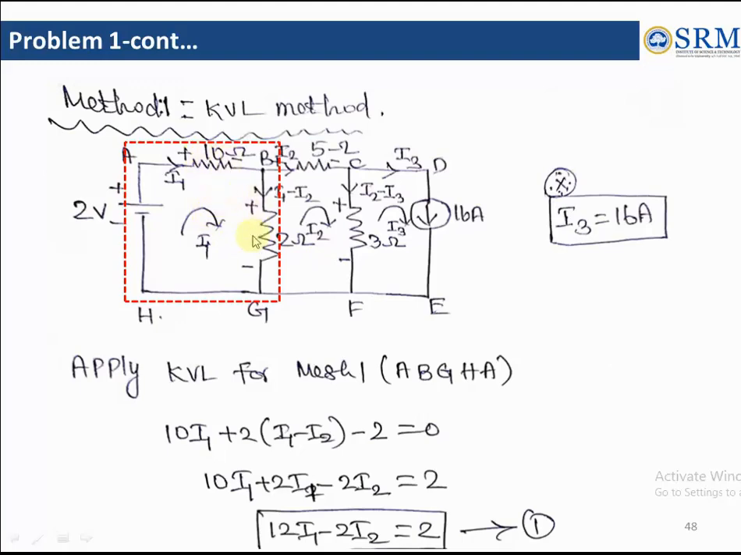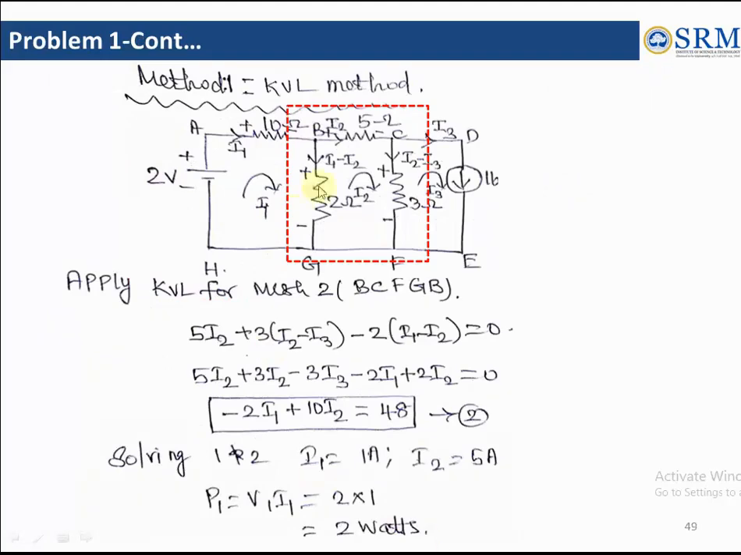So 10 into I1 plus 2 into (I1 minus I2) is the current flowing here, minus 2, it's entering in this term, right? Minus 2 equal to 0. So if we simplify we get the first equation. Similarly for the second mesh, if you apply KVL, 5 into I2 plus 3 into (I2 minus I3) minus 2 into (I1 minus I2) equal to 0. So solving the first and second equation we get I1 and I2 value.